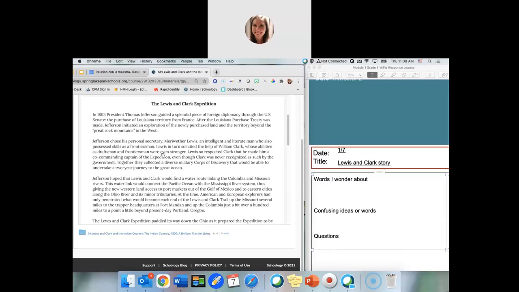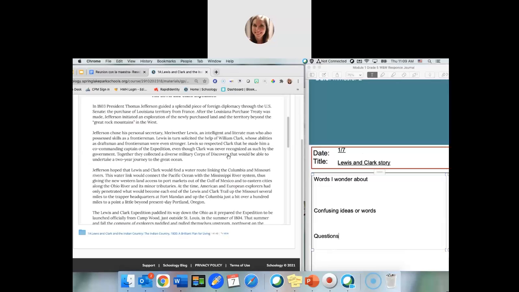I will continue. Jefferson chose his personal secretary, Meriwether Lewis, an intelligent and literate man who also possessed skills as a frontiersman. Lewis, in turn, solicited the help of William Clark, whose abilities as draftsman and frontiersman were even stronger. Lewis so respected Clark that he made him a co-commanding captain of the expedition, even though Clark was never recognized as such by the government. Together, they collected a diverse military corps of discovery that would be able to undertake a 2-year journey to the great ocean. Jefferson hoped that Lewis and Clark would find a water route linking the Columbia and Missouri rivers.